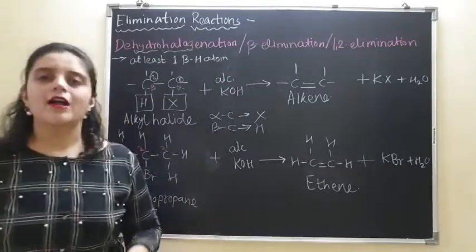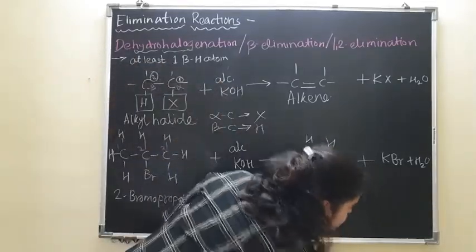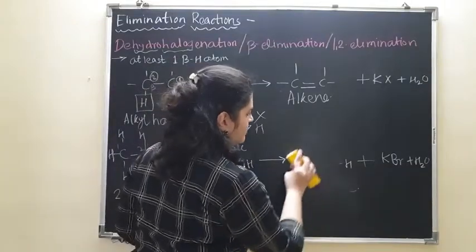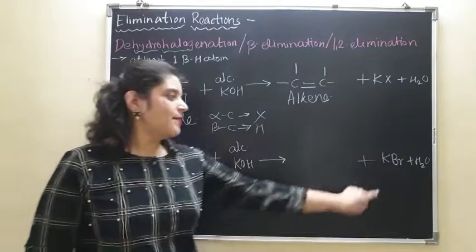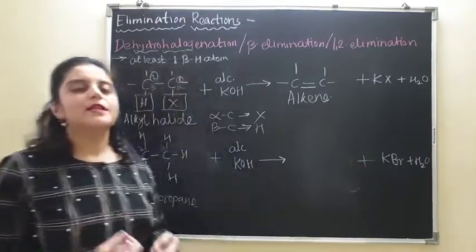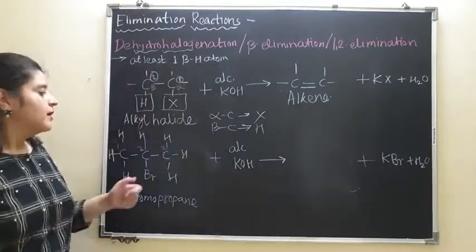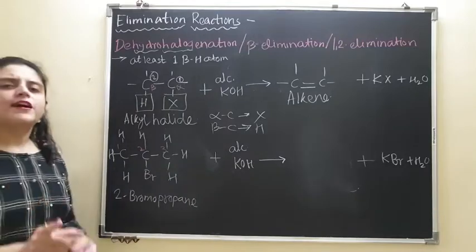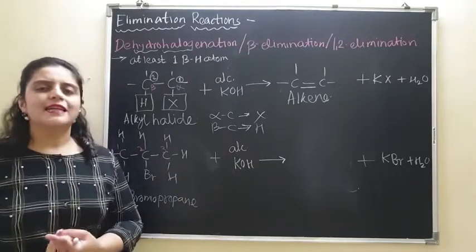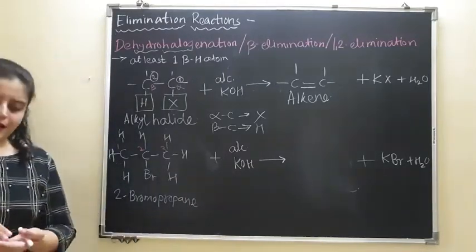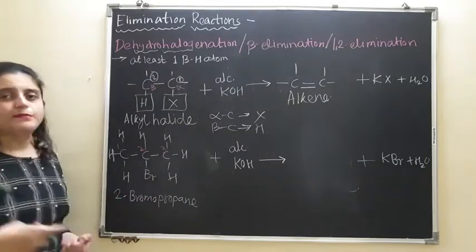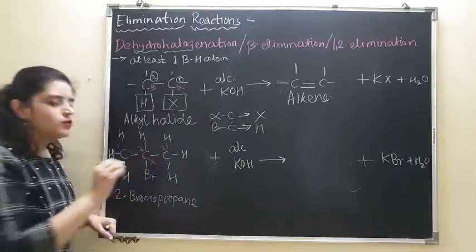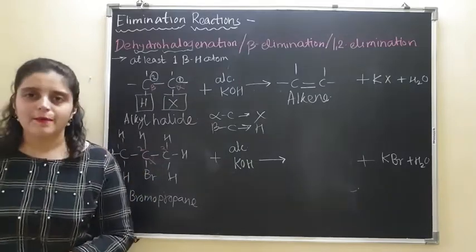Plus alcoholic KOH. Now our byproducts are going to be the same, KBr plus H2O. There will be a change in our main product. So what is going to happen? The first step to solve this reaction is to mark the alpha carbon atom. So bromine is attached to this middle carbon atom, the second carbon atom. So we mark this as the alpha carbon atom.